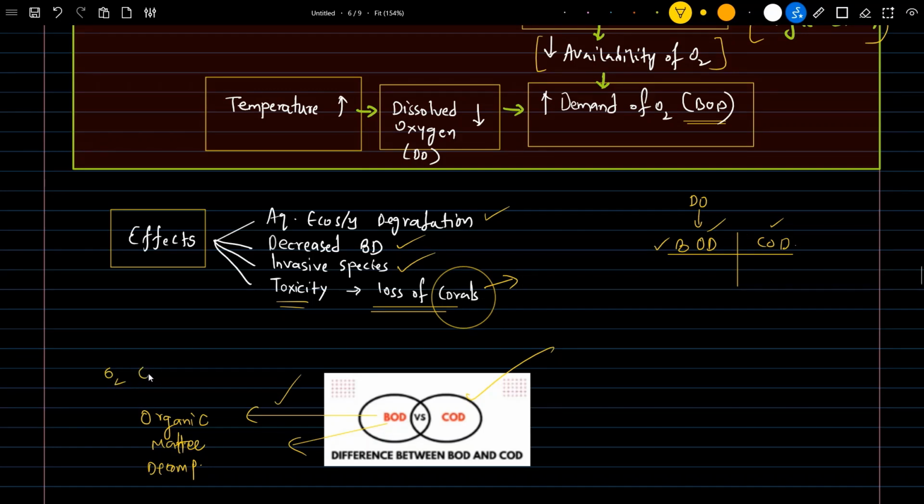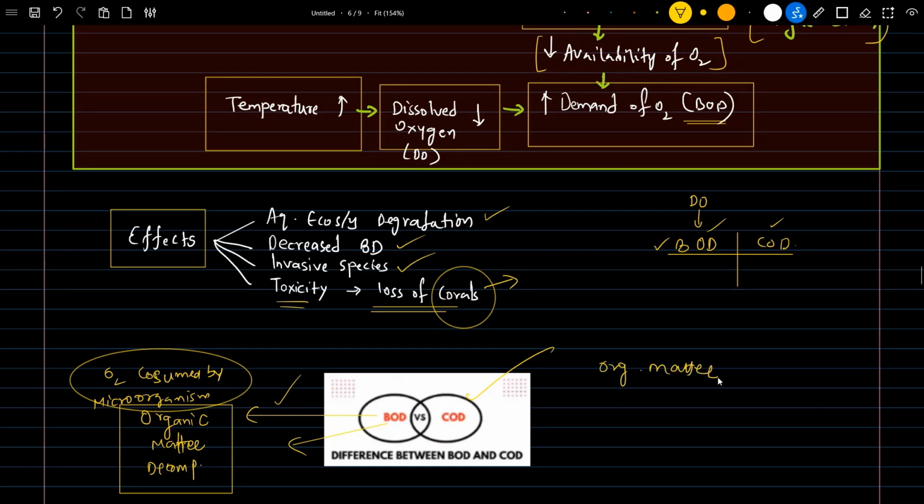So oxygen consumed by microorganism. Oxygen consumed by microorganism for organic matter decomposition. So if it is for organic matter plus inorganic matter decomposition, for both organic and inorganic, then it is called chemical oxygen demand.